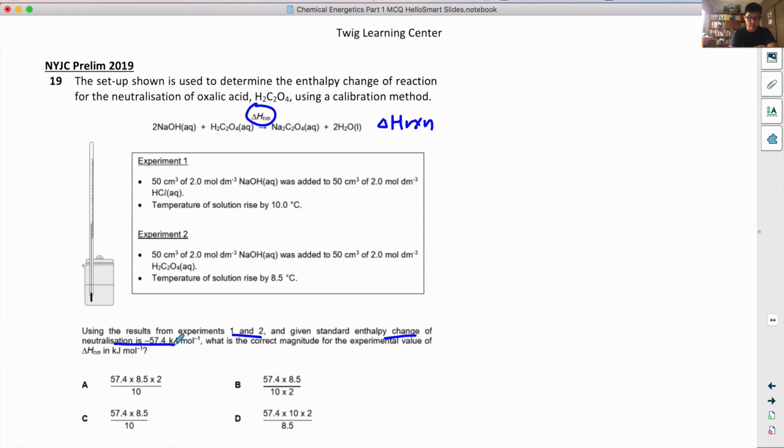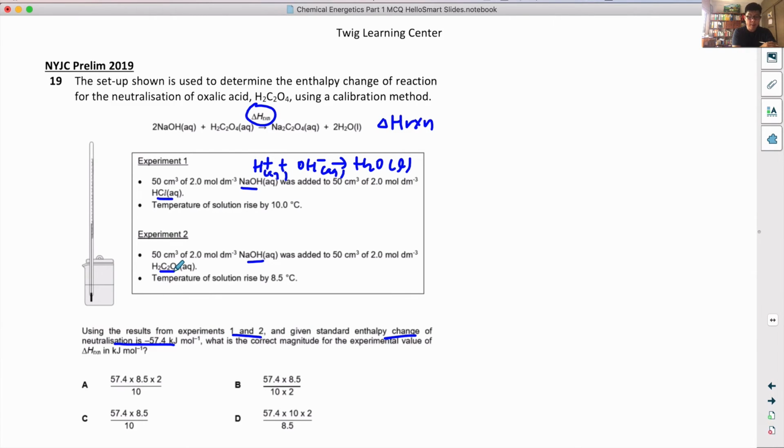What's the correct magnitude? You can use this enthalpy change of neutralization for only experiment 1 because it involves a strong acid and a strong base. So it's like H+ plus OH- to form water, and the ionic form will be like this. Experiment 2 is a strong base and a weak acid, so you can't use that value. Let's see how this is done.